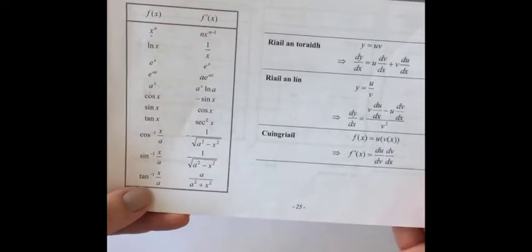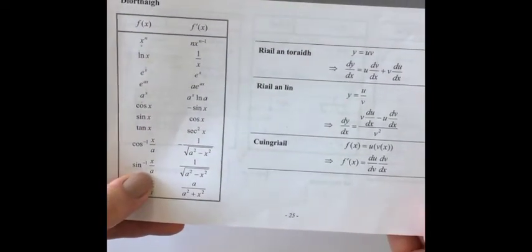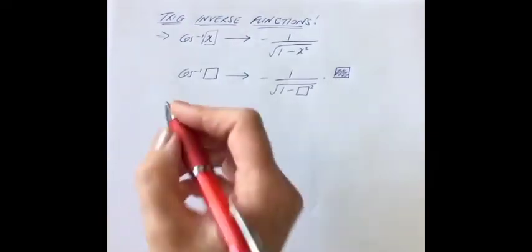So doing the same thing for the sine inverse and tan inverse. Again, start off with letting a equal 1. We get the following.